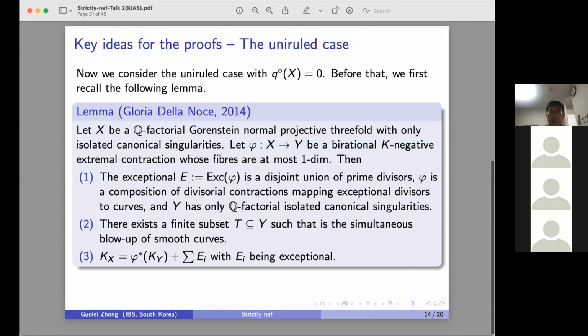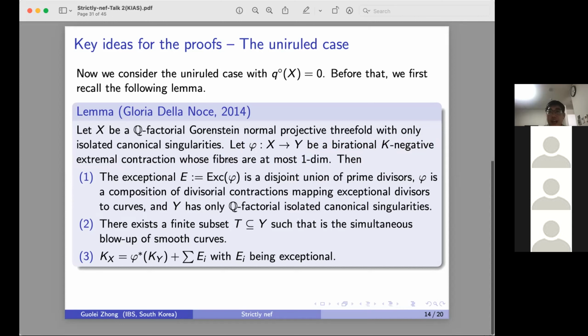So in this case, since X has Gorenstein isolated canonical singularities, we can also show Y has only Gorenstein isolated canonical singularities.